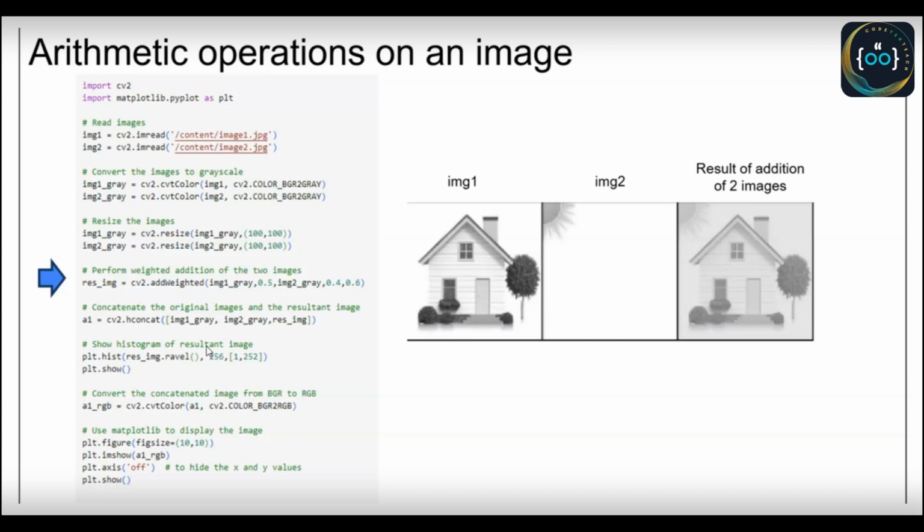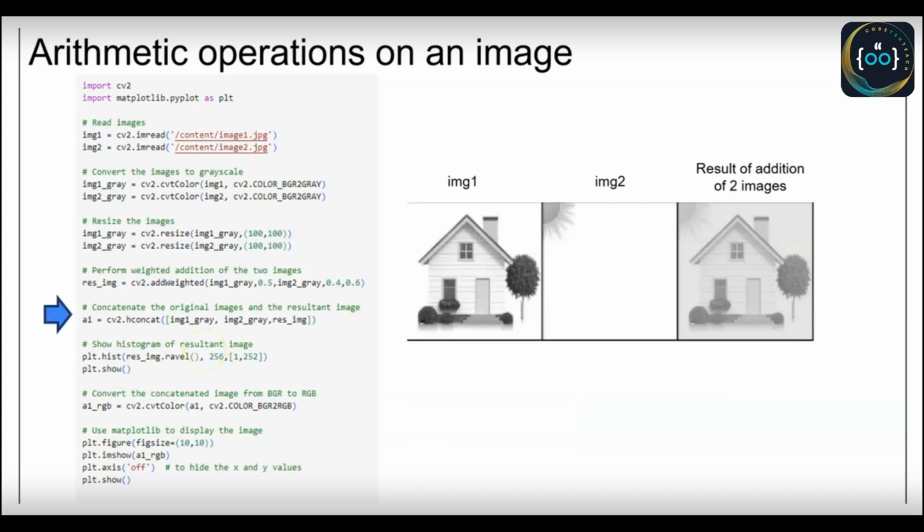In this case, image 1 is being weighted by 0.5 and image 2 is being weighted by 0.4. The last parameter, 0.6, is a scalar added to each pixel after the weighted addition. So for each corresponding pixel in the two images, the resulting image pixel value is the result of the equation that you see on your screen.